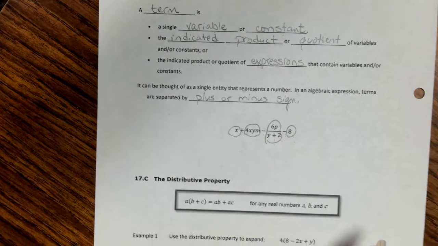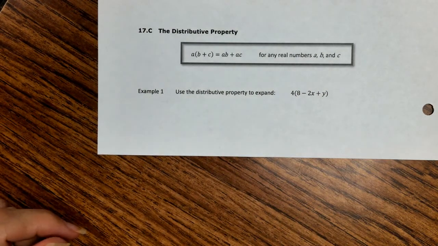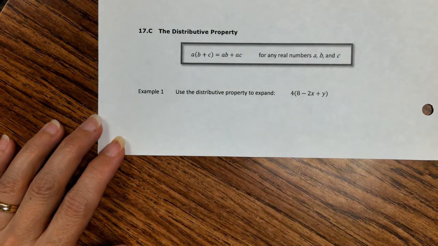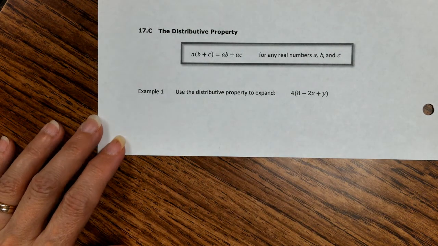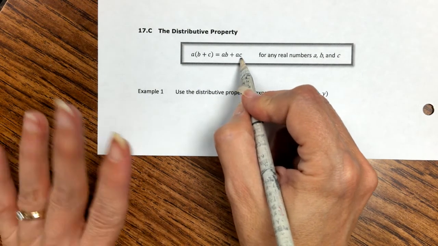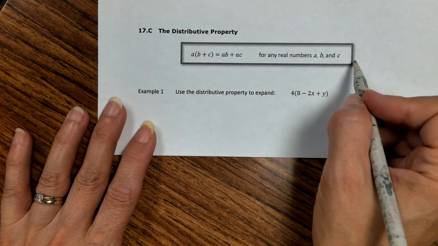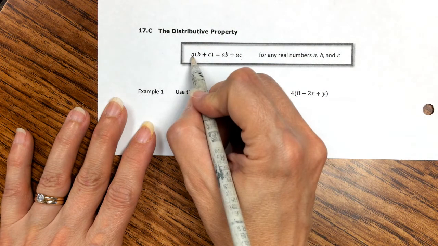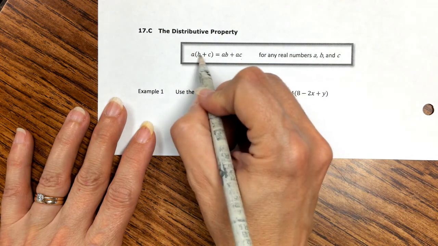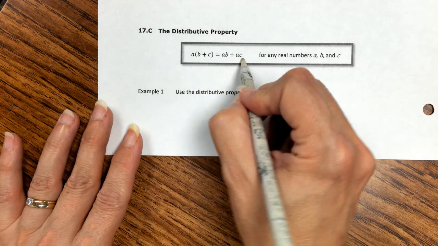Okay, so the distributive property. It's in the box. You've seen this before. And these letters are like a formula. These are all representing numbers. And for any numbers, A, B, and C, if you have some number times the sum, that's the same as if you took that number times them individually and then add.